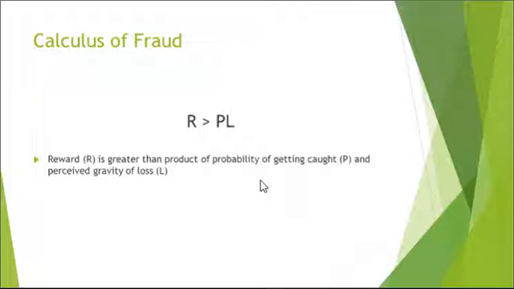There's a thing called the calculus of fraud, which is R is greater than PL, where R is reward, which is greater than P, which is the product of the probability of getting caught, times L, which is the perceived gravity of loss. Therefore, we can say that people commit fraud for their self-interest.